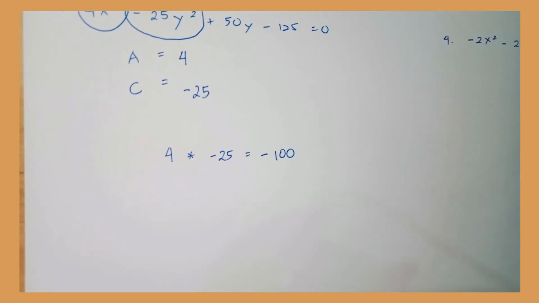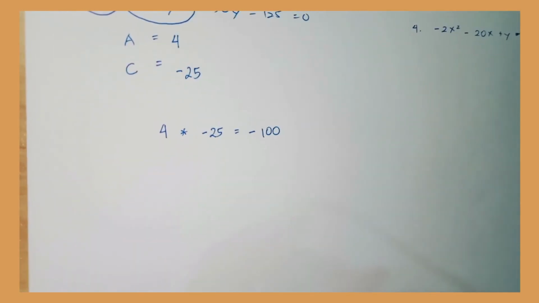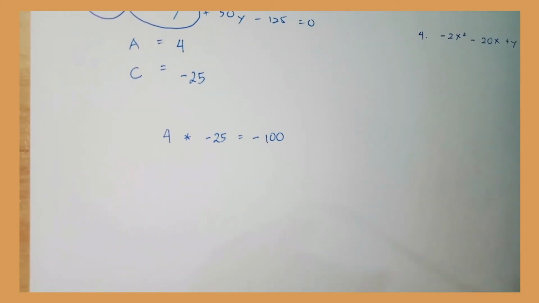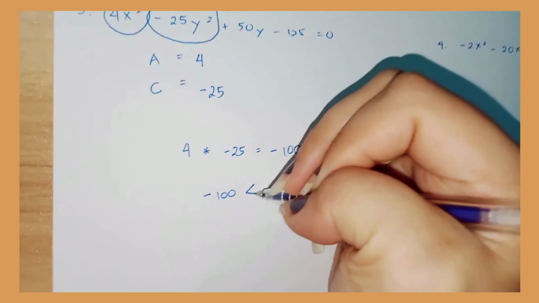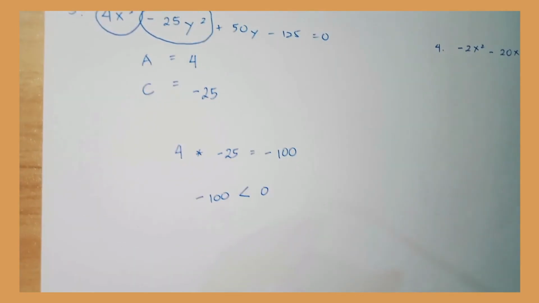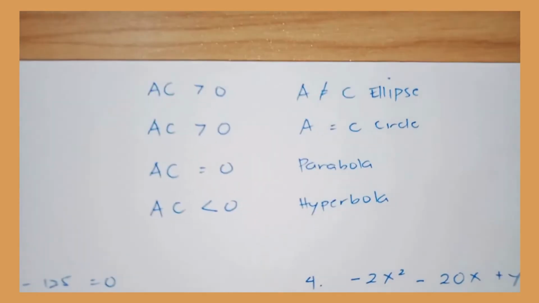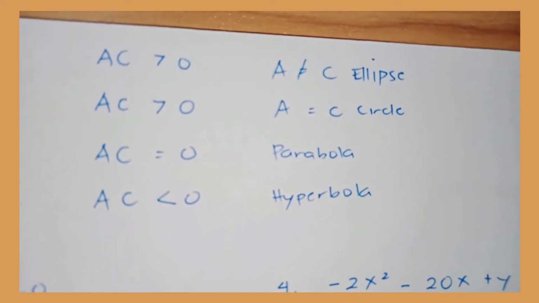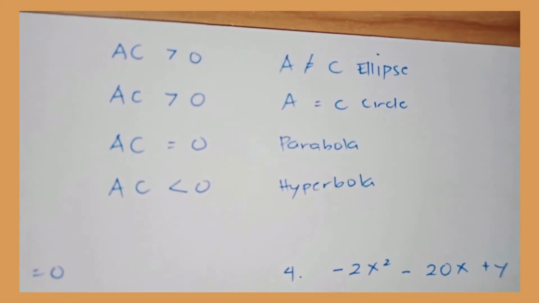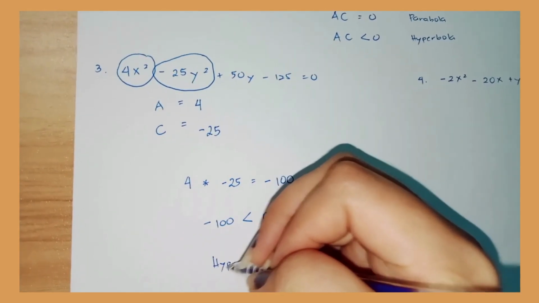Ngayon yung negative 100, kailangan nating malaman if it is greater than, equal, or less than 0. So, yung mga negative sign or numbers ay less than 0 or mas mababa sa 0. So, given this one, alin ba dito yung less than 0? Ang less than 0 dito ay ang hyperbola. So, the answer in number 3 is hyperbola.